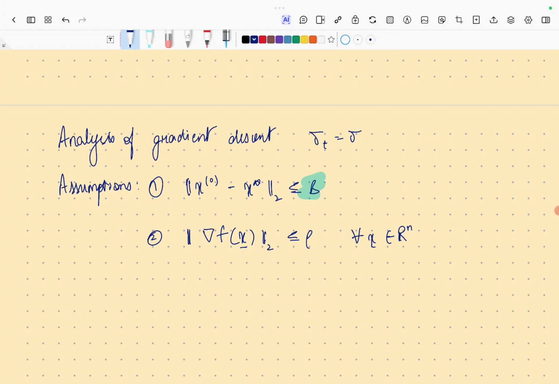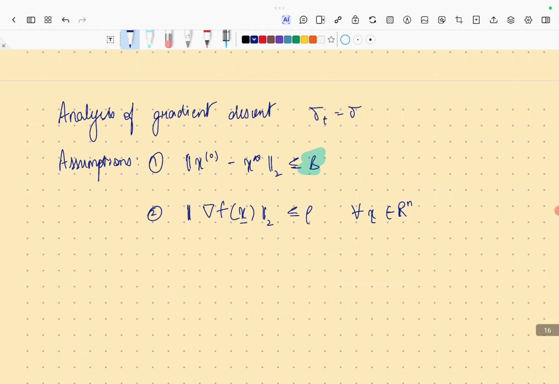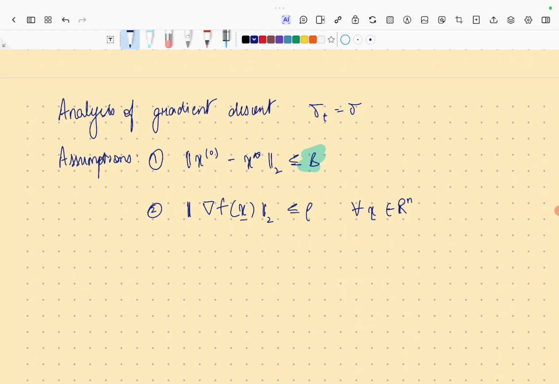How would I know B, because I don't know x star in the first place? You don't know x star, but again, it just has to be a bound. Maybe you know that the minimum lies within a ball of radius something like 100. All right. And in fact, the second relaxation holds true even if you're running gradient descent not with the actual gradients themselves, but with subgradients.